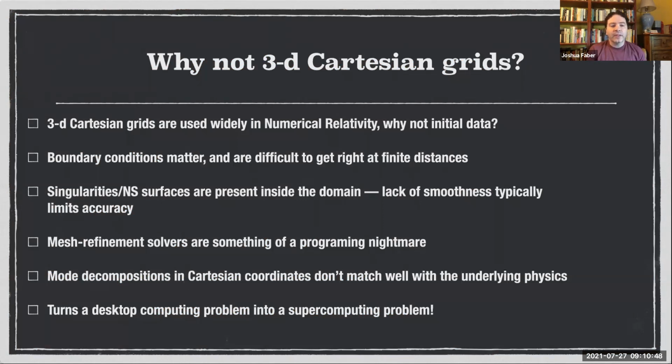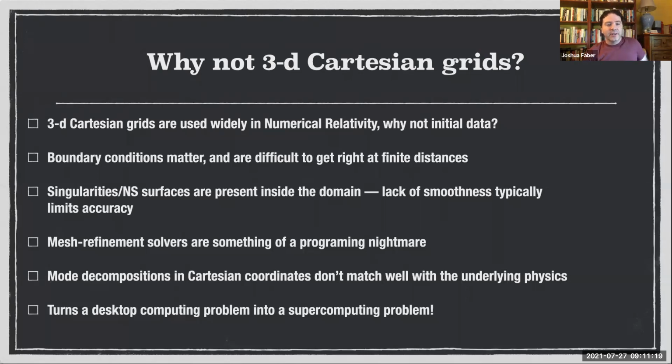I'll note 3D Cartesian grids are extremely widely used in numerical relativity, including most of the Einstein Toolkit runs ever performed. So why not typically in initial data? Boundary conditions can be tricky for Cartesian grids. It's difficult to get your boundary conditions exactly right at finite distances. Boundary conditions are even a problem for dynamical evolutions to get right.